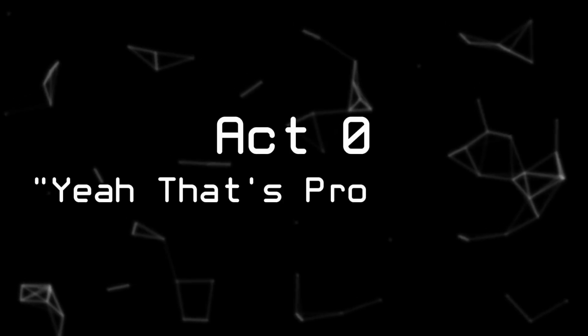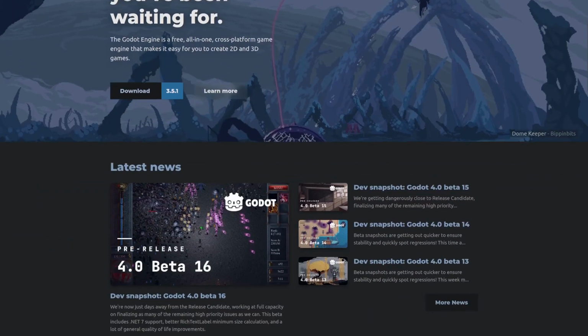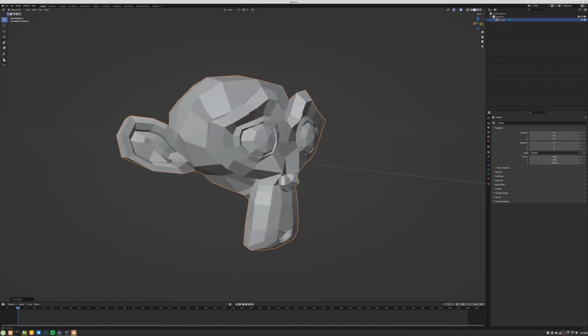Act 0. Yeah, that's probably 3D. Now, I've been working with 3D models and animation for some years now, and I have to say, rendering is actually pretty easy. Today we have all kinds of game engines and software that make the process of creating and displaying 3D models a breeze. But it wasn't always this way.